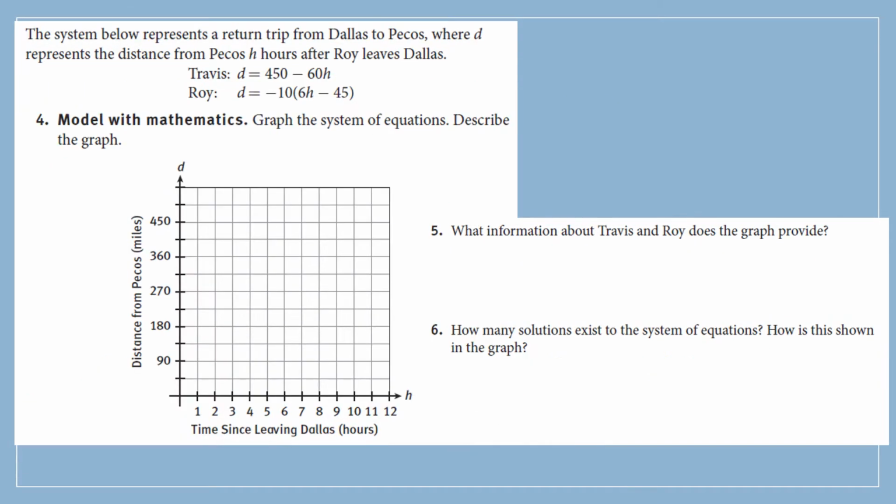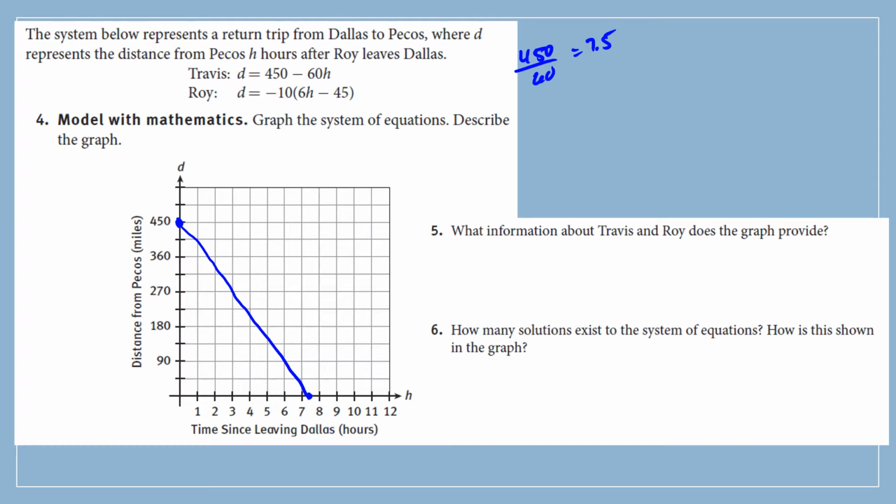All right, so the system below represents a return trip from Dallas to Pecos, where D represents the distance from Pecos 8 hours after Roy leaves Dallas. So here's Travis's 450 minus 60h. I'm just going to cut to the chase on this one and figure out when he's going to get to Pecos. So I'm going to do 450 divided by 60, and that means 7.5 hours it's going to take him. So I'm just going to make my line go that way rather than find a bunch of points. And it would be so great if it was a little bit straighter.